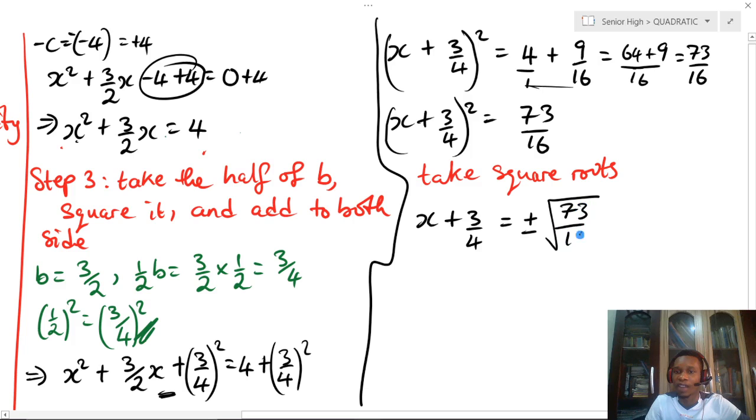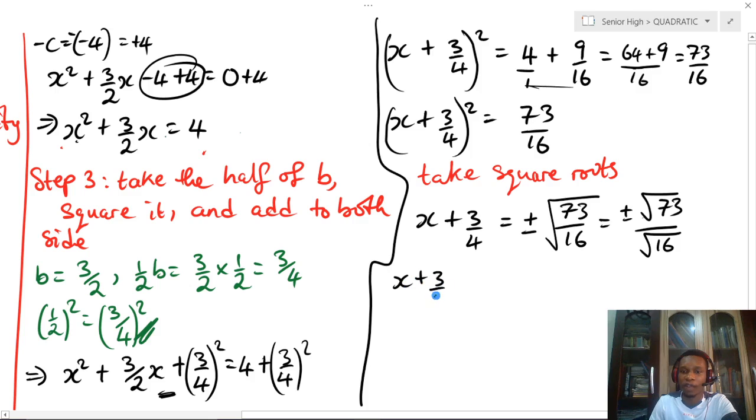square root of 73 over 16. And because of the surd form, I know that you can put this as plus or minus square root of 73 over square root of 16. So square roots can break down for each term, according to the rules of surds, so it works well. So I write that x plus 3 over 4 is equal to plus or minus square root of 73 over, what's the square root of 16? That's 4, right? Yeah.